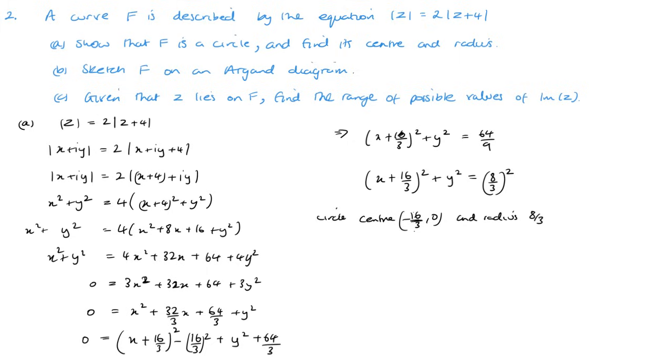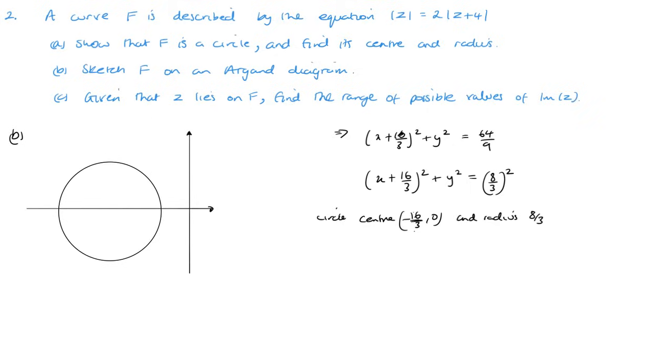Okay, now part B, we need to sketch this on an Argand diagram. So it's going to give me something like this, where the center is −16/3, 0, and this radius here is going to be 8/3. The radius is not big enough to span this gap, which is why it doesn't touch the y-axis. And this circle is, of course, |z| = 2|z + 4|. Okay, so that's part B done.